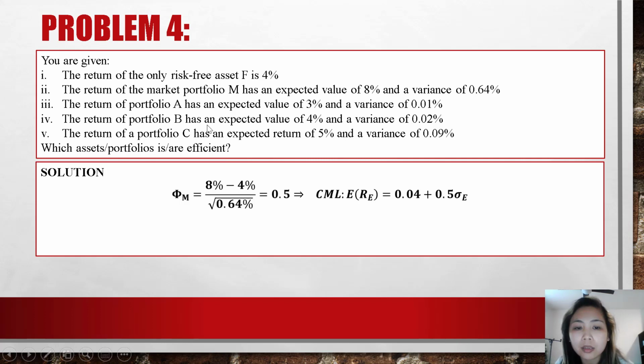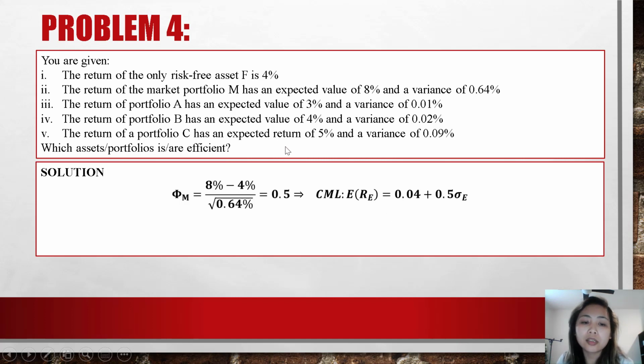Then look at B. Expected return of B is 4%. So if we replace 4% into E of RE, we got 4% canceled with 0.04. So sigma E is 0, but here sigma E is 0.02, which is not the same. So B is not on the line. B doesn't satisfy the capital market line.